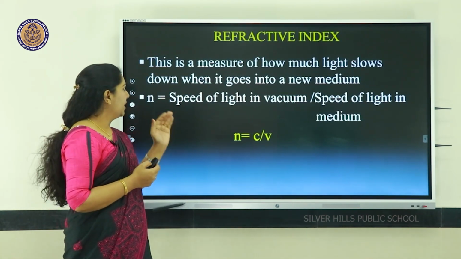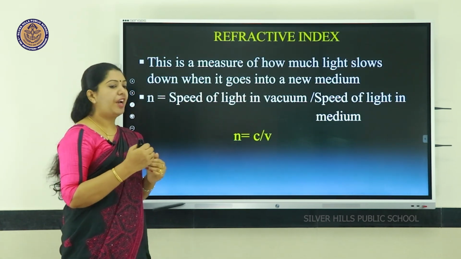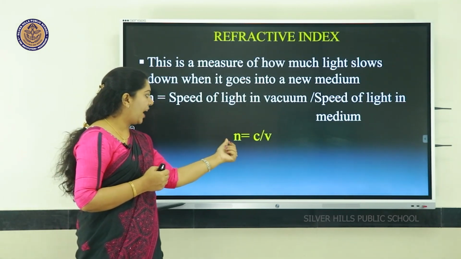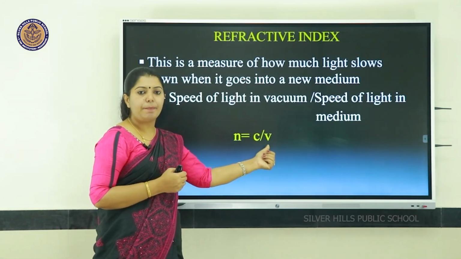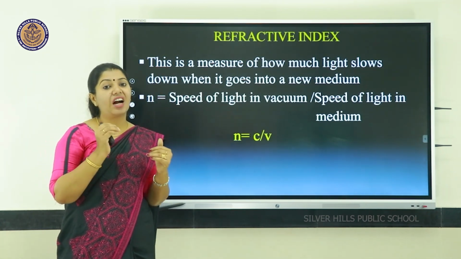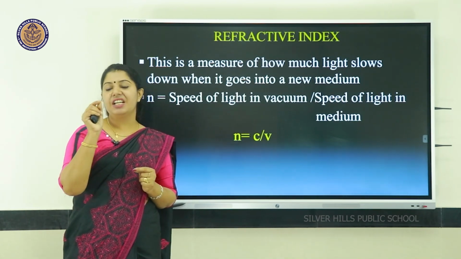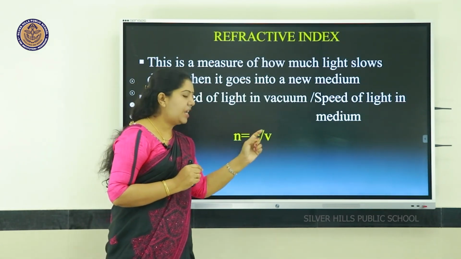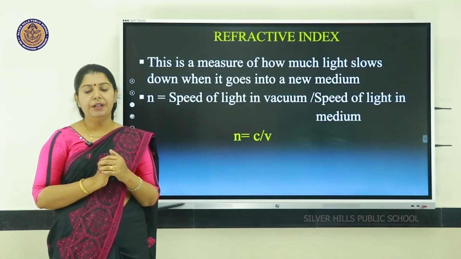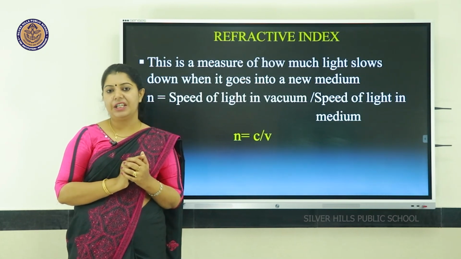Refractive index. This is a measure of how much light slows down when it goes into a new medium. And you know this equation: n is equal to c by v, where n is known as refractive index. c means speed of light in air and v means speed of light in medium. For example, the refractive index of water is 1.33.